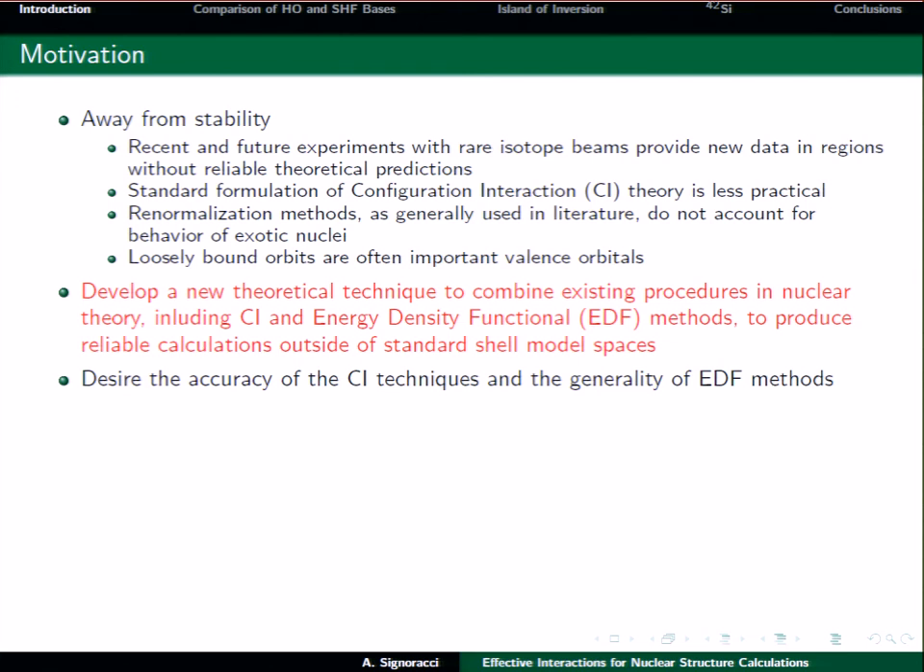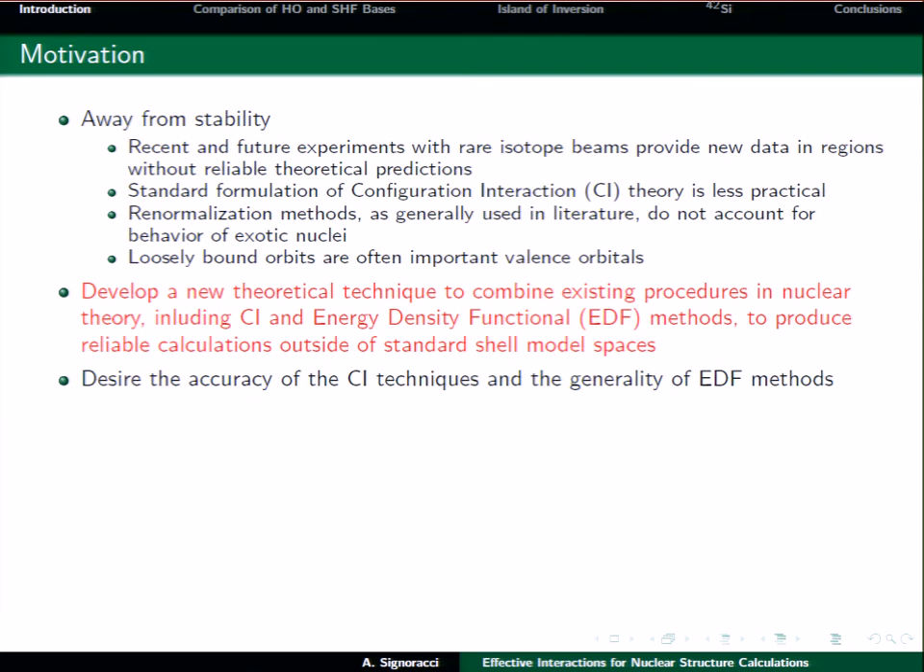Therefore, my goal was to produce a new theory, a new procedure to produce effective interactions which combine some standard techniques in nuclear theory, such as configuration interaction theory and energy density functional methods, which are very similar to standard DFT, and to use this new method to produce reliable calculations outside of standard shell model spaces, and especially for exotic nuclei.